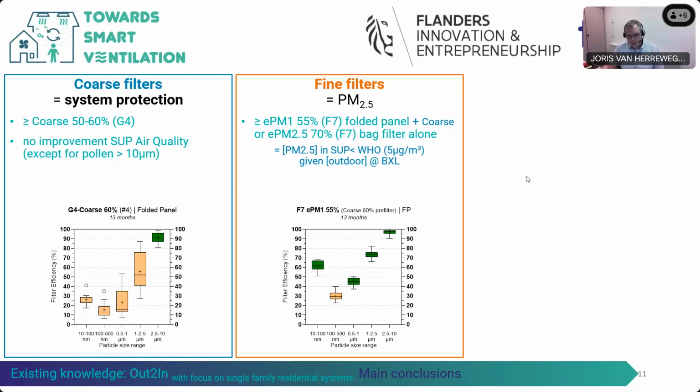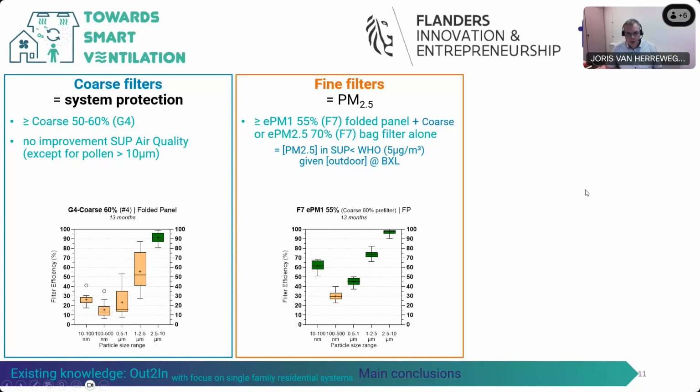For the folded panel filter, it's very important to protect it with a coarse pre-filter to prevent a rapid buildup of pressure drop over this filter. But both the combination of a fine filter and this coarse filter or an EPM 70% bag filter are capable of reducing the PM 2.5 concentration. So from these results, there is no need for even finer filters.